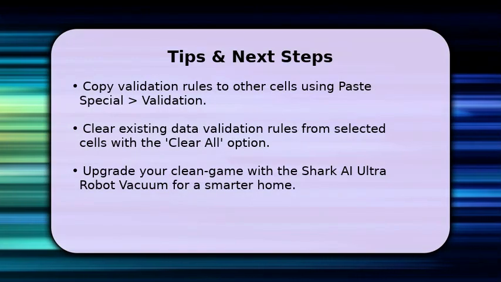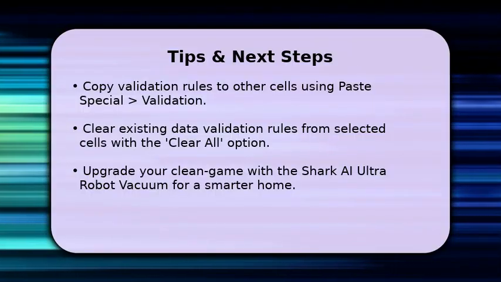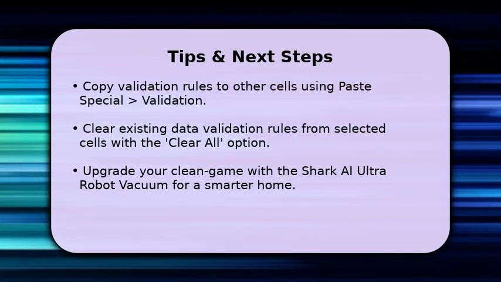To efficiently apply rules, copy a cell with validation, then use Paste Special and select Validation to apply only the rules to new cells. If you need to remove validation, select the cells, go to Data Validation, and click Clear All. This ensures your spreadsheets remain clean and accurate.